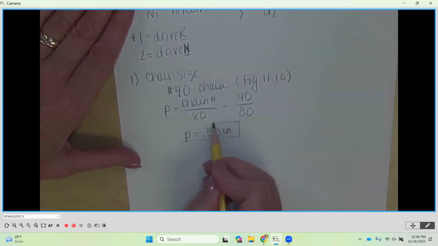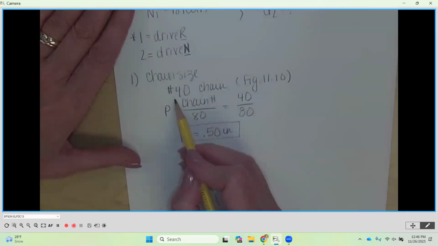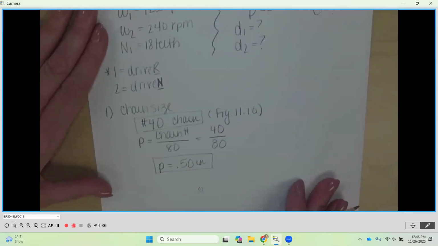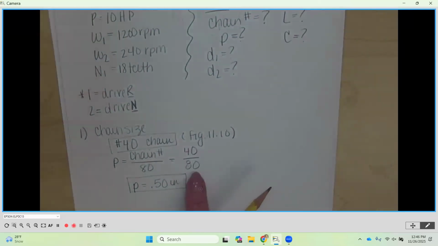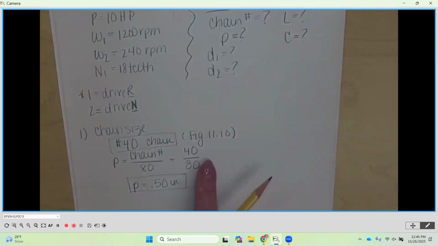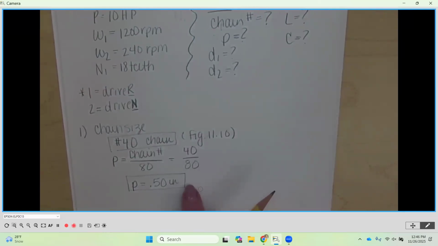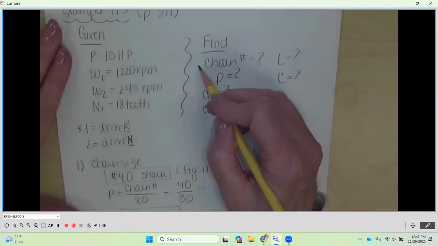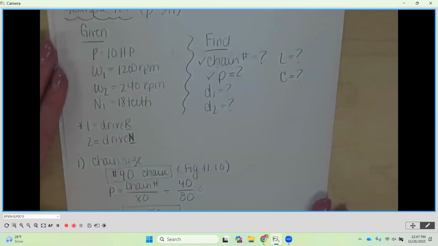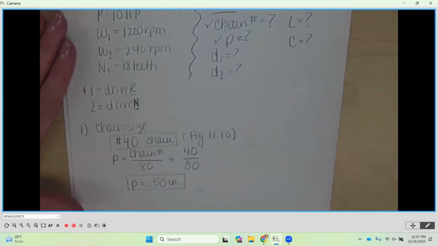And I really should put a box around this because that's something we have to determine. And then we also know that our number of a chain is going to be here too. So as we look, any questions about that? Always divide by 80 when we go from number to the actual physical size. So we now can say that the chain is done and the pitch we have calculated.